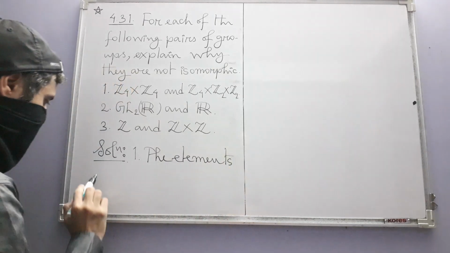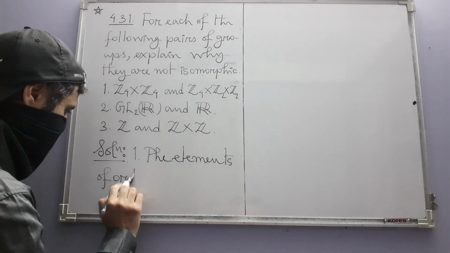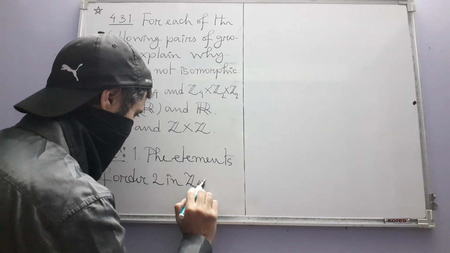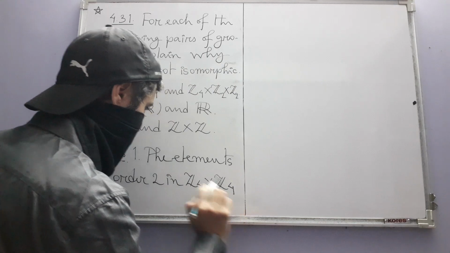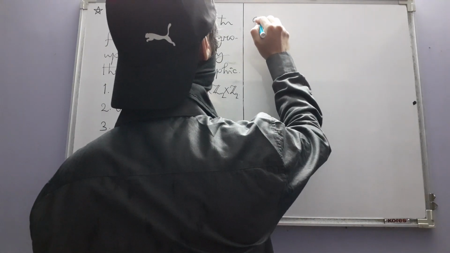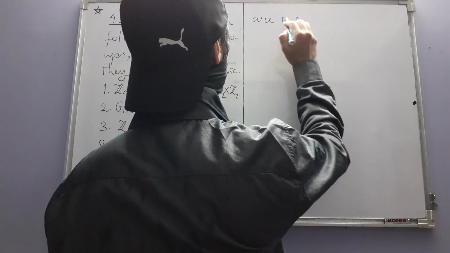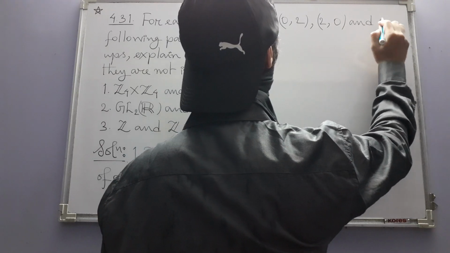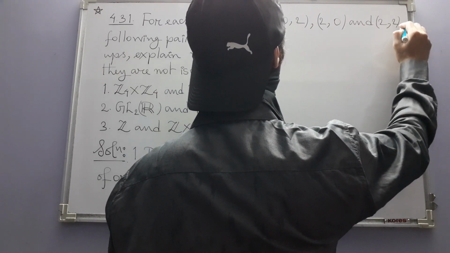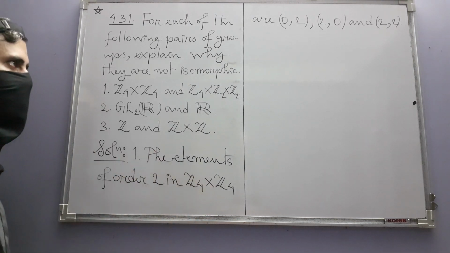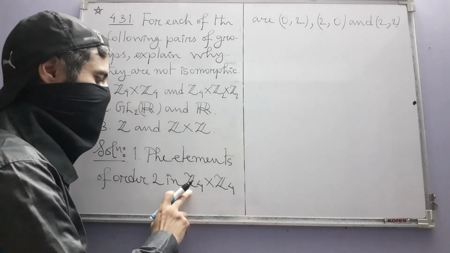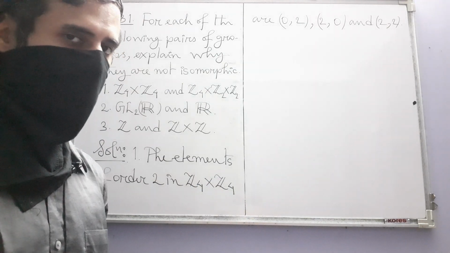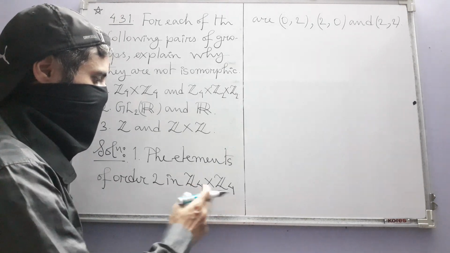The elements of order 2 in the first group are these. So the first group has 3 elements of order 2, and if you are wondering how we know this, you can just simply write the elements and see what their orders are. It's not a very big task.